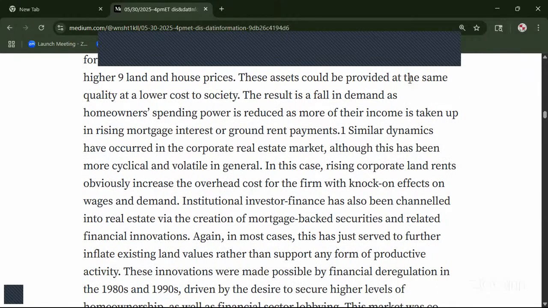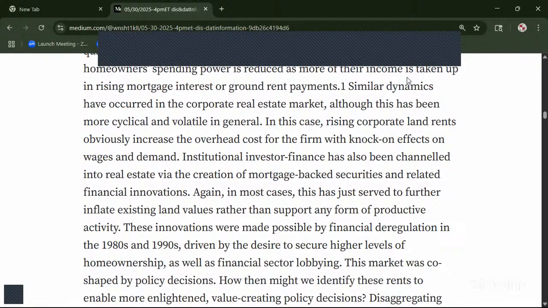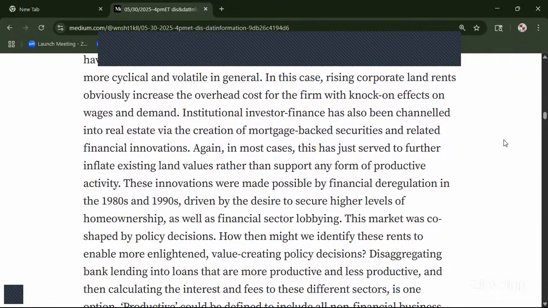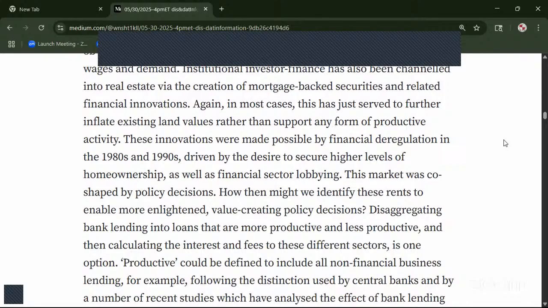Similar dynamics have occurred in the corporate real estate market, although this has been more cyclical and volatile in general. In this case, rising corporate land rents obviously increase the overhead costs for the firm with knock-on effects in wages and demand. Institutional investor finance has also been channeled into real estate via the creation of mortgage-backed securities and related financial innovations. Again, in most cases, this has just served to further inflate existing land values rather than support any form of productive activity. These innovations were made possible by financial deregulation in the 1980s and 1990s, driven by the desire to secure higher levels of home ownership as well as financial sector lobbying. This market was co-shaped by policy decisions.